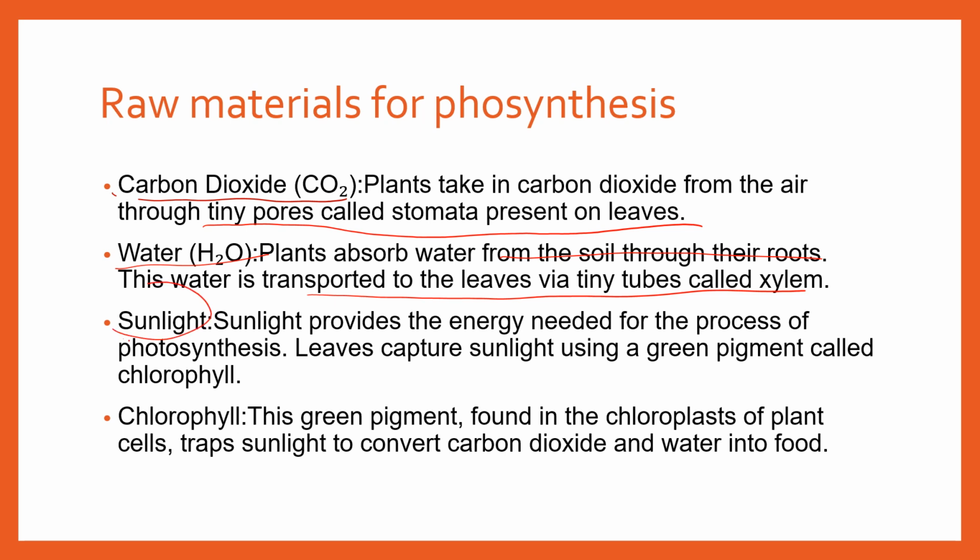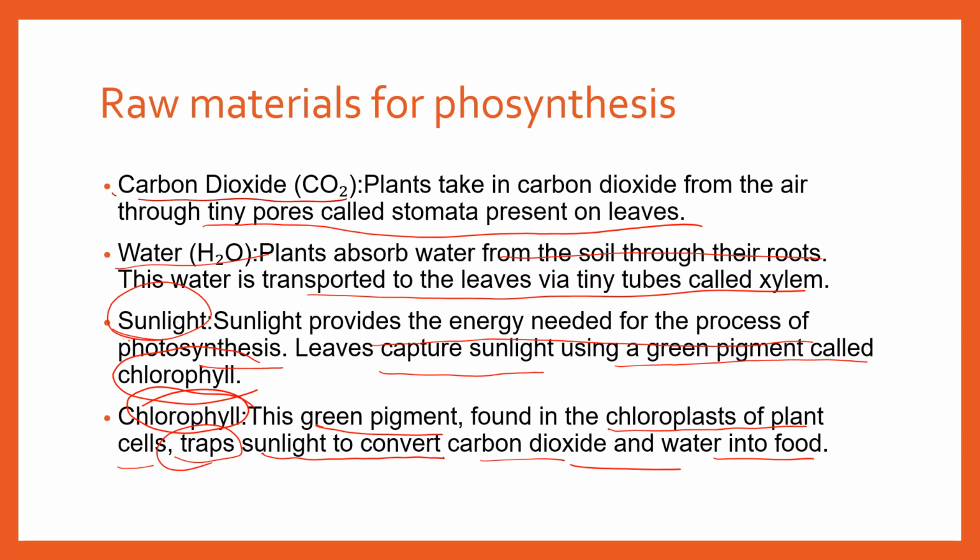Now sunlight provides the energy needed for the process of photosynthesis. Leaves capture sunlight using a green pigment called chlorophyll. What is chlorophyll? This green pigment found in the chloroplasts of the plant cells traps the sunlight to convert carbon dioxide and water into food.